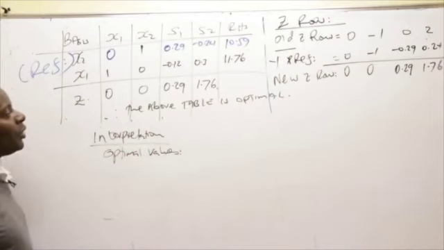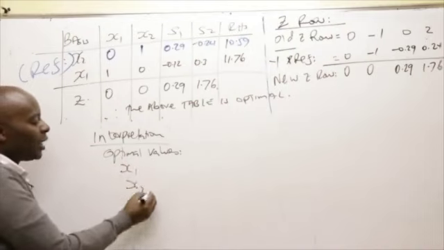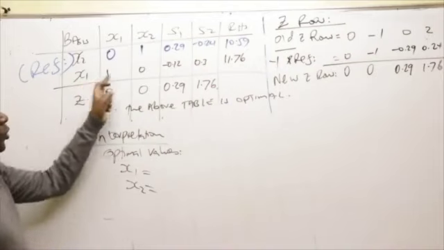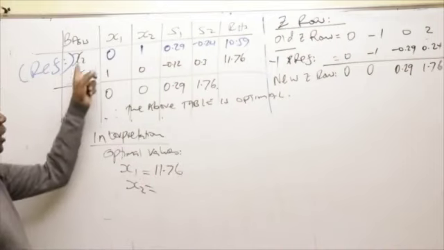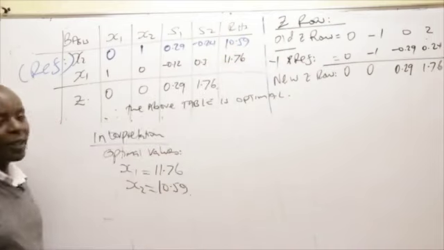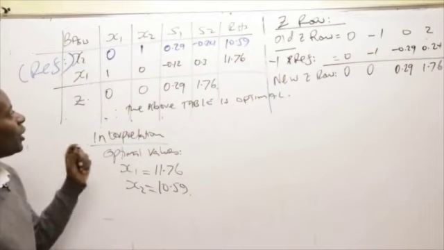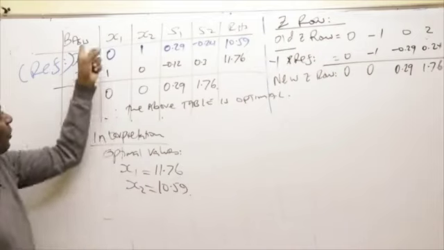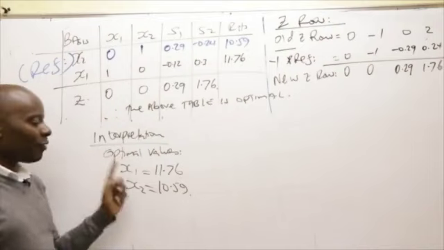So for the optimal values, what do we have here? We have x1 and x2. We read the right-hand side figures of the final table. x1 is 11.76, and x2, the units they want us to produce, is 10.59. So for optimality, to know the quantities to produce, you read the right-hand side values of the basic variables. So x1 is 11.76 and x2 is 10.59.